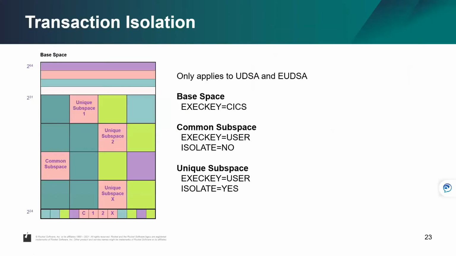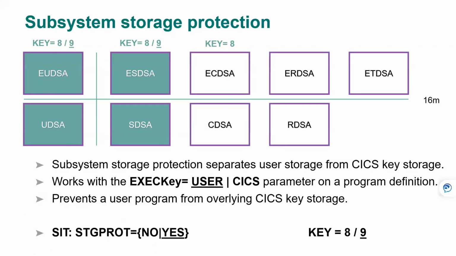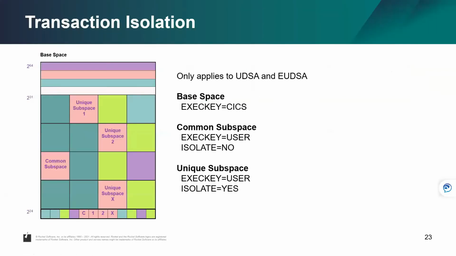Okay. Now, finally, there's a little bit about transaction isolation. Transaction isolation is only going to work in the leftmost DSA, the user or extended user DSA. And what it has the ability to do is protect one user from another, right? And the way it works is there is all of base space.